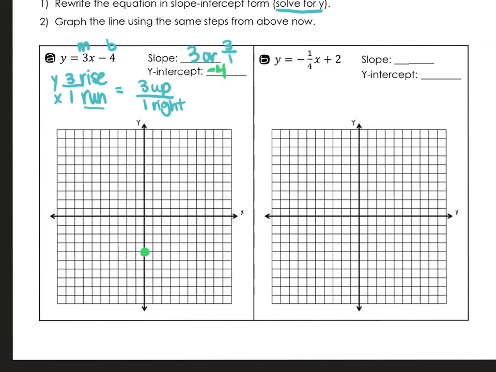All right, so from this point, I'm going to go 1, 2, 3 up and 1 right. Now, I could also do the opposite of this. So I could go 3 down, but I have to do the opposite for both, and 1 left. I'll show you why. We read a graph left to right, so if I was reading this left to right, I would then be going 1, 2, 3 up, right 1. So it would still follow that pattern even though we went backwards to get to that. Okay, now I'm going to just connect those dots. Oops, that was kind of crooked.